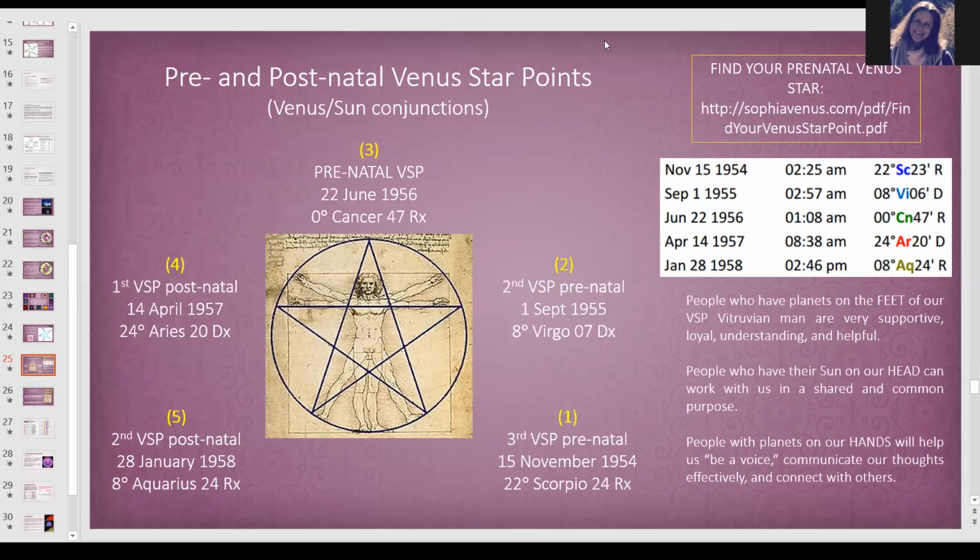So people who have planets on the feet of our VSP Vitruvian man are very supportive, loyal, understanding, and helpful. People who have their Sun on our head can work with us in a shared and common purpose. And people with planets on our hands will help us be a voice, communicate our thoughts effectively, and connect with others.